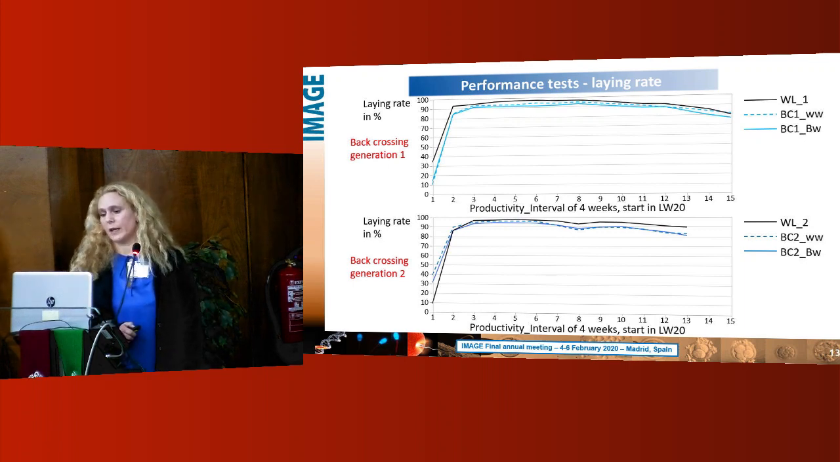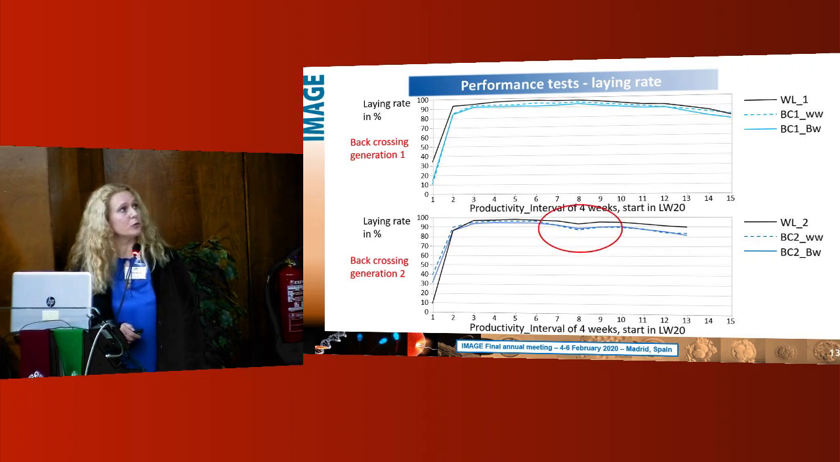We can see that the laying rate is above 90% in our crossed animals. This is very high. Unfortunately, we had a problem with the backcrossing generation 2 because the laying rate of all groups of the BC2 decreased since week of life 45. And it seems that the white leghorn group was better able to compensate the stress. It was maybe because of high temperature in summer that we observed this decrease. But we think that this decrease is not representative in general.